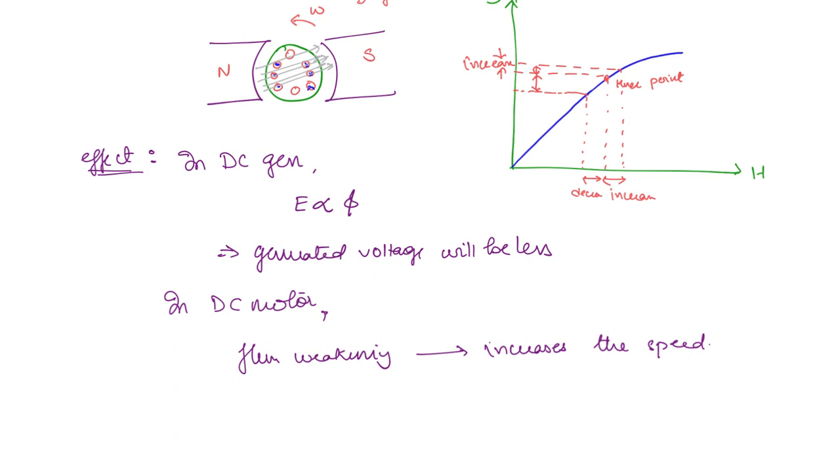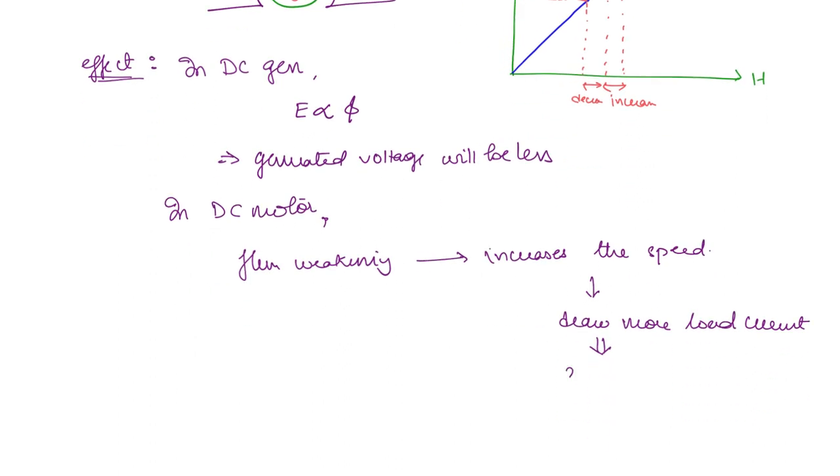So when the speed is increased, what will happen when the motor is running at more speed? It means that it is taking more load, right? The load has increased. So this means that it will draw more load current. Now when the load current increases, load current is nothing but armature current, right? And when armature current increases, what will happen to the armature reaction? That will also increase. Armature reaction will increase. And armature reaction was the reason the flux has weakened in the first place.